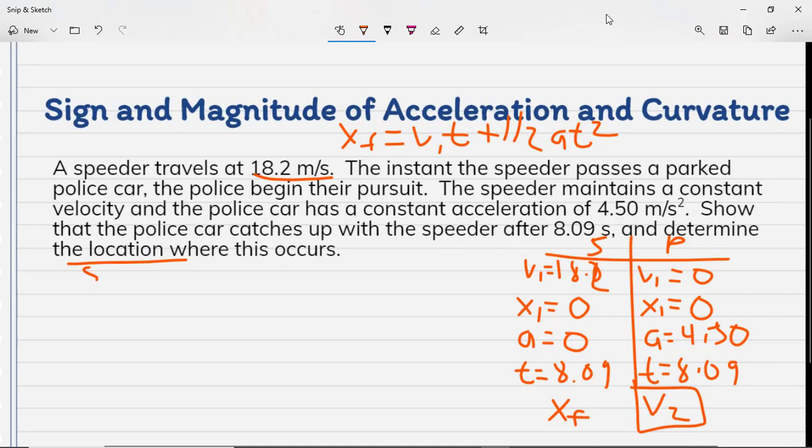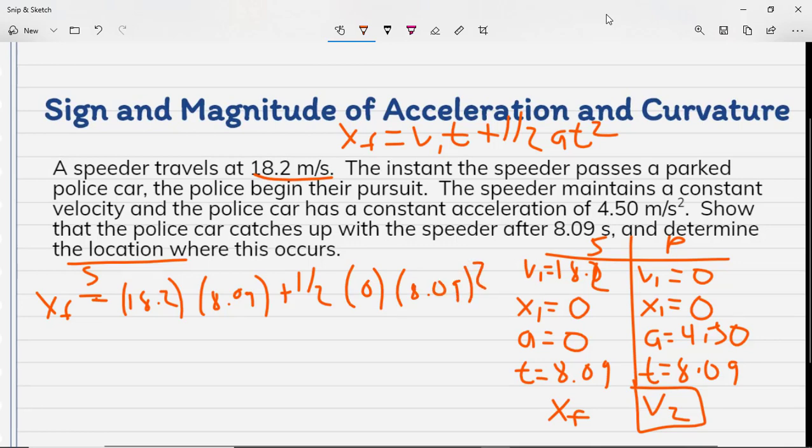So let's start with the speeder. We have x final equals V1, so that's 18.2, times time, so 8.09, plus 1/2 a, which is 0, t squared. That actually works out quite nicely, because if that's 0, we can completely eliminate that part of the equation and solve for the position. So for this value, we get 147 meters.